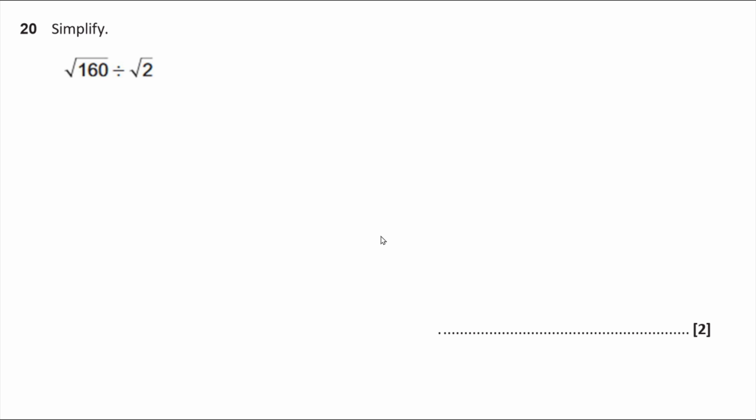Question 20, simplify the root of 160 divided by the root of 2. Okay, so when we're simplifying surds, we're looking to break the surd down into factor pairs where one of the factors is a square number. So when I'm looking at 160, I'm seeing the factor 16, which is a square number, times 10. Okay, I've got 16 times 10, and I'm dividing that by the root of 2, and that's as simple as it's going to get at the moment.